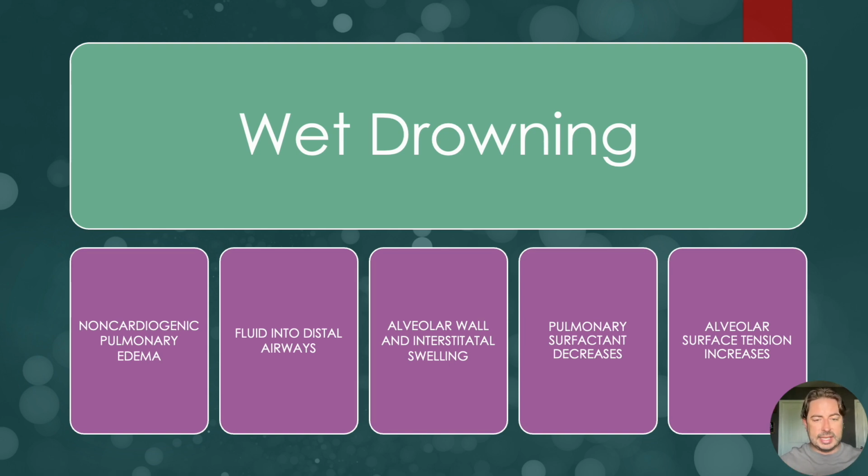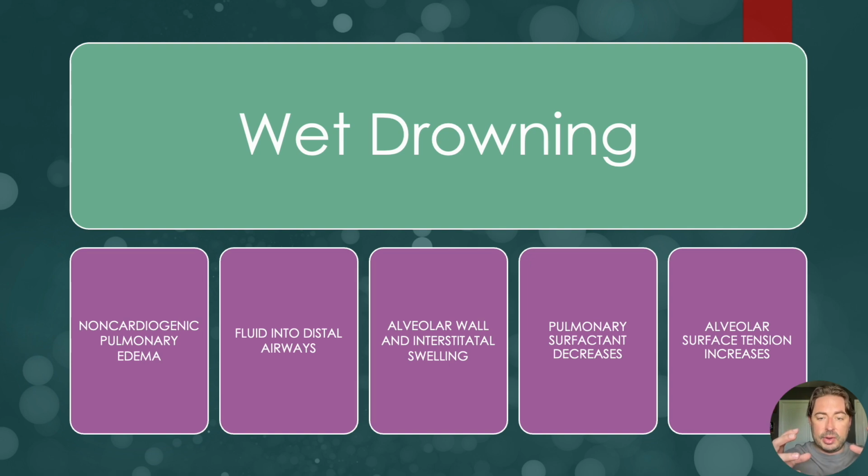So we start to see this fluid in the alveoli, not only from the upper airway, but also from the pulmonary capillaries, washing out any of the pulmonary surfactant that is in those alveoli. So what is pulmonary surfactant again? What does it do? Well, it reduces surface tension, right? And surface tension is what allows the alveoli to stay open.